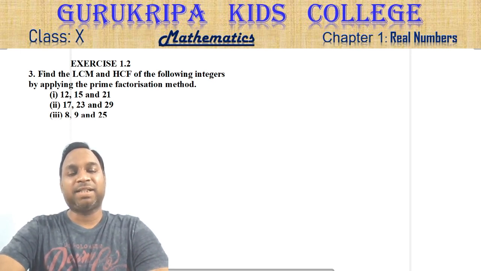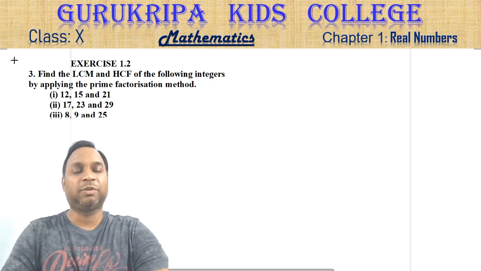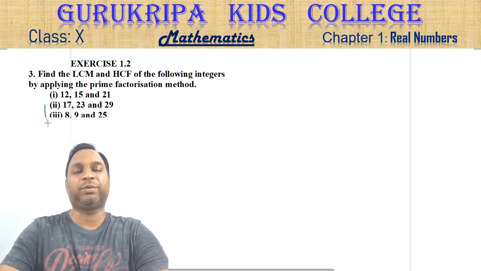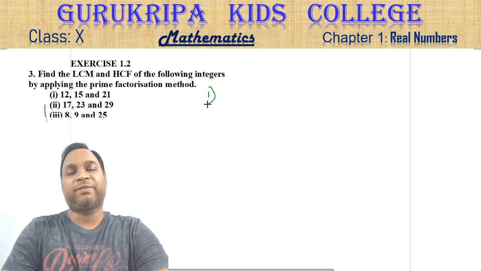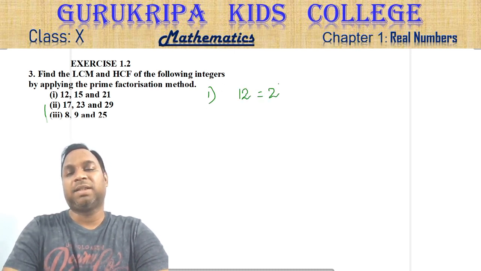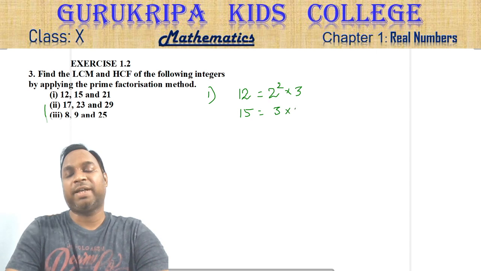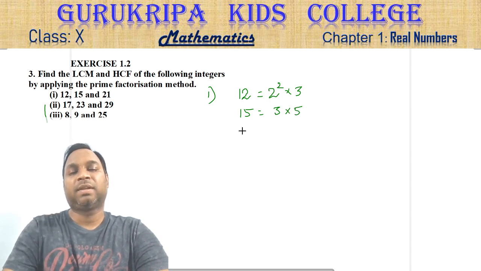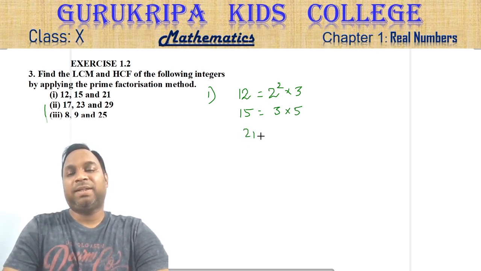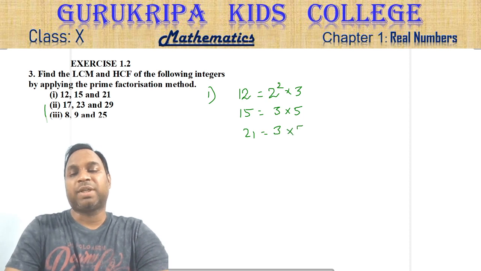Find the LCM and HCF of the following integers by applying the prime factorization method. Okay, I'll solve one of these. The other two you will have to do. I'll solve the first one. 12, you have to factorize it. This will be 2 square into 3. 15, you have to factorize. This will be 3 into 5. And 21, this will be 3 into 7.